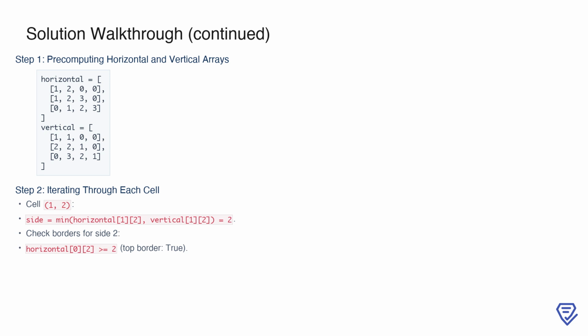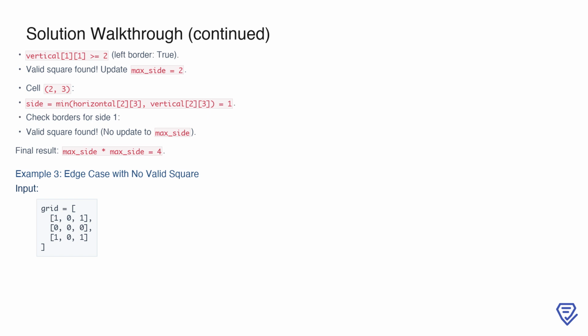Next, we begin iterating through the grid to find the largest square. At cell 1, 2, the bottom right corner of a potential square, we calculate the maximum side length as 2, which is the smaller value between horizontal 1, 2 and vertical 1, 2. To verify the square, we check the top and left borders for at least 2 consecutive ones. The top border at horizontal 0, 2 satisfies this condition, so we proceed to the left border. The left border at vertical 1, 1 also satisfies the condition for a square of side 2. Thus, we confirm a valid square at this location and update the max_side to 2.